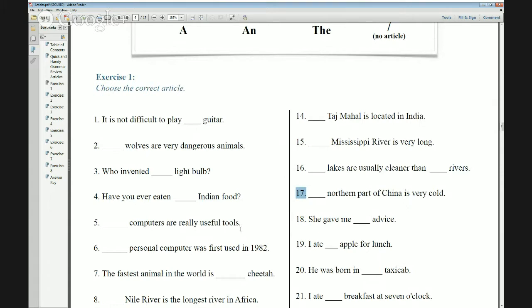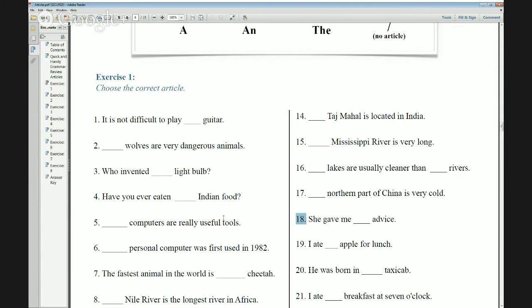Whose turn? We're going in the same direction, from right to left. So Sergei. Northern part of China is very cold. Because of the specific part of China, maybe. Very good. Yeah, specific part or location, talking about the northern part. So we have to say the northern part.